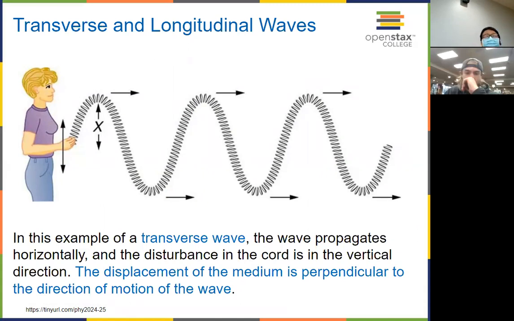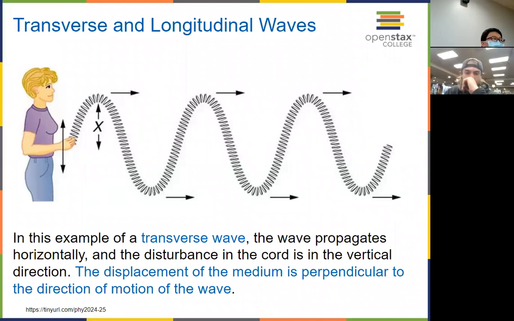Mechanical waves. One is called transverse wave, and the other is called longitudinal wave. In the case of the transverse wave, the wave is going in one direction. The medium that carries the wave will go in the direction perpendicular to it, so going back and forth. All right, so that's called a transverse wave.